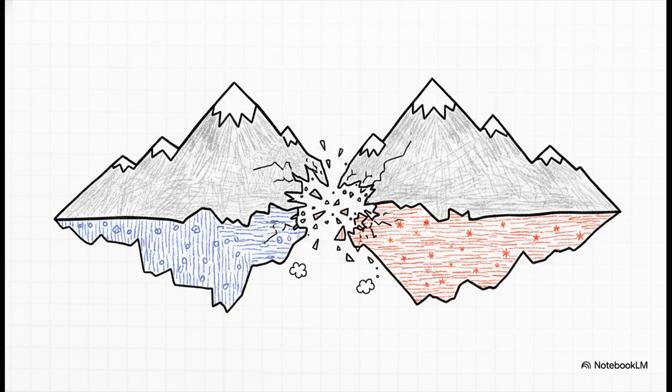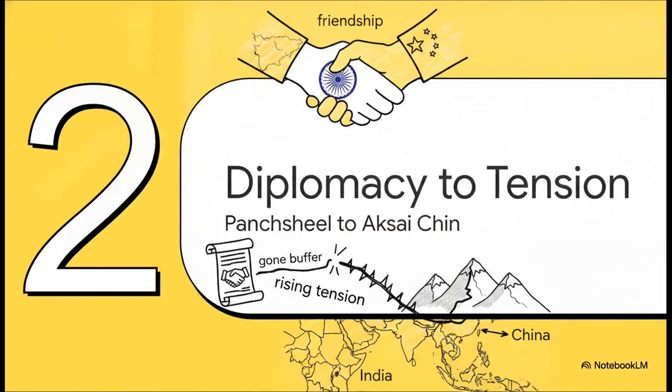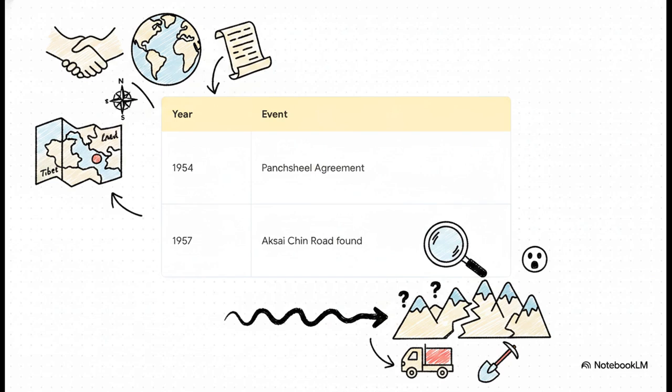India and China were no longer separated by an independent Tibetan plateau. Instead, they now shared a direct, highly ambiguous, and heavily militarized border based on those confusing 19th century maps we just talked about. Section 2. Diplomacy to rising tension. So, with the buffer gone, India makes a pragmatic shift toward pursuing friendship. In 1954, things actually looked pretty optimistic. India and China signed the Panchsheel Agreement, the 5 principles of peaceful coexistence, and India officially recognized Tibet as a region of China. Around this same time, India unilaterally decided to delimit its borders on its own maps, cementing cartographic claims based on the old McMahon and Johnson lines.